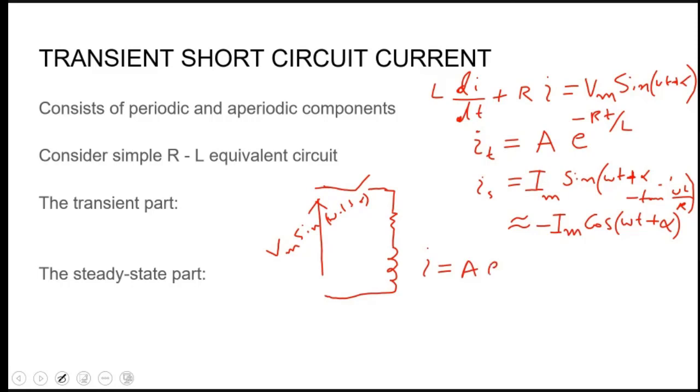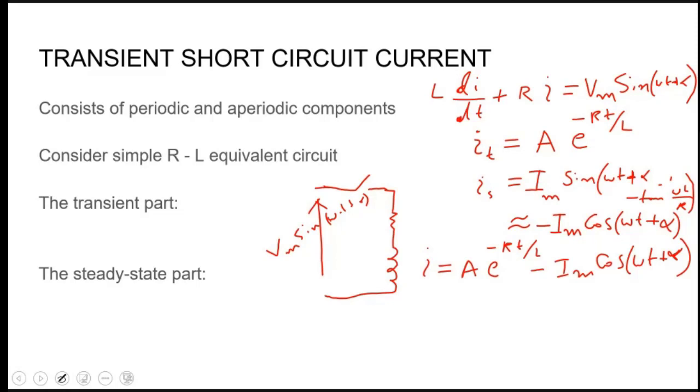E to the power of minus Rt by L minus Im cos(omega t plus alpha). So this is the equation.